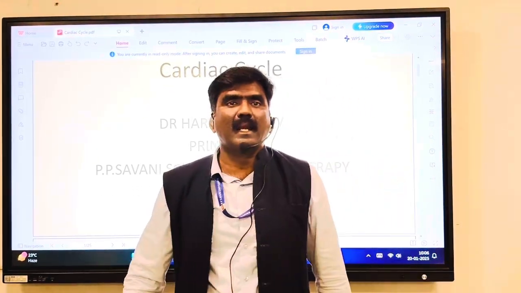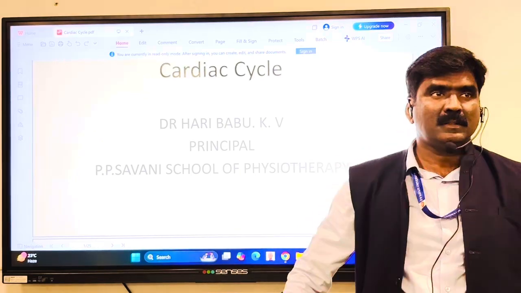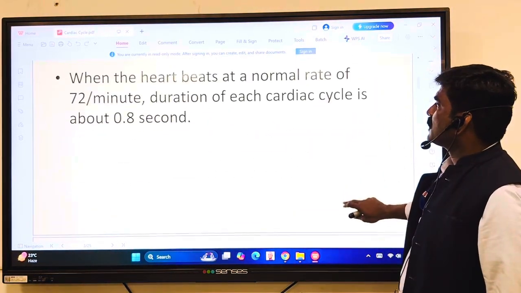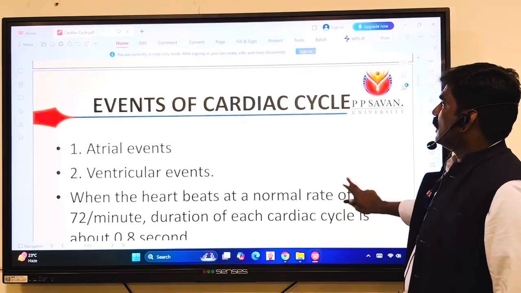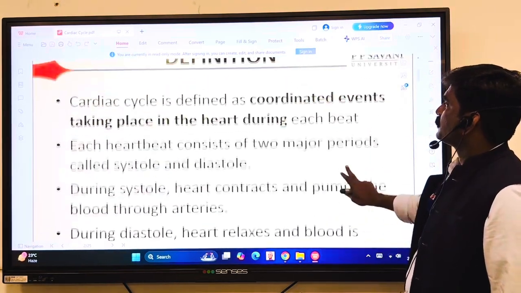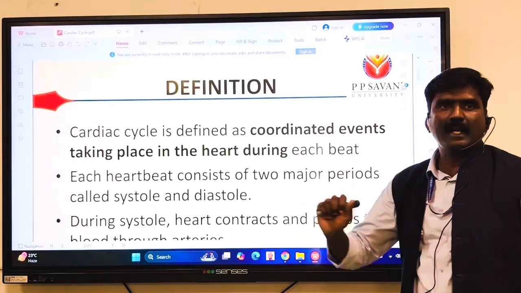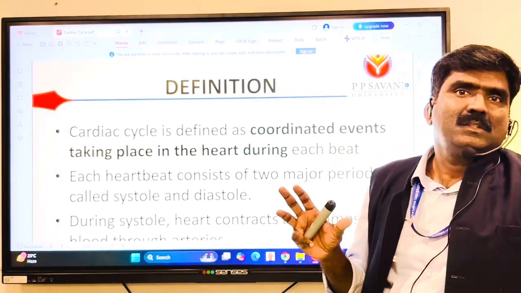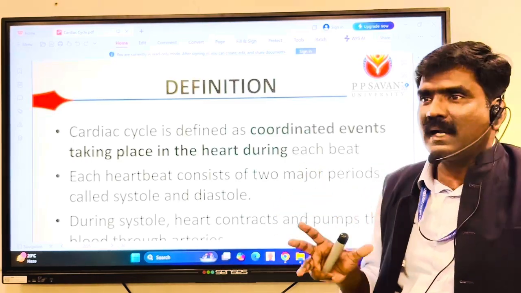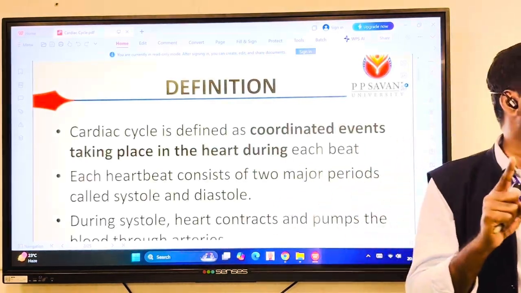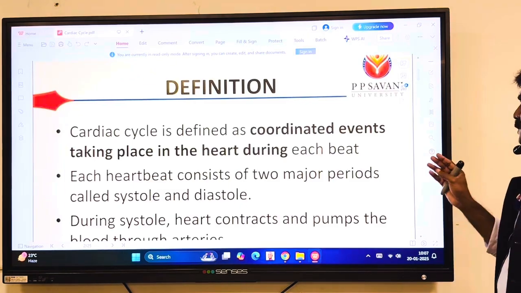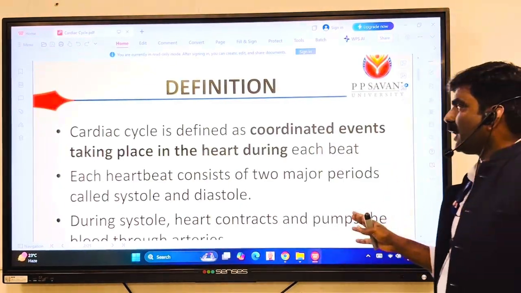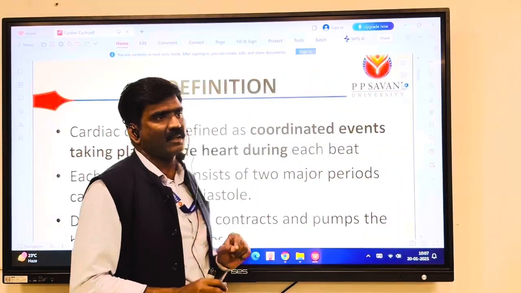Today's topic is cardiac cycle. So we will be discussing first what is cardiac cycle. Cardiac cycle is a mechanical event which is happening in the heart during one systole and one diastole. So it's coordinated events taking place in the heart during each cycle, right?